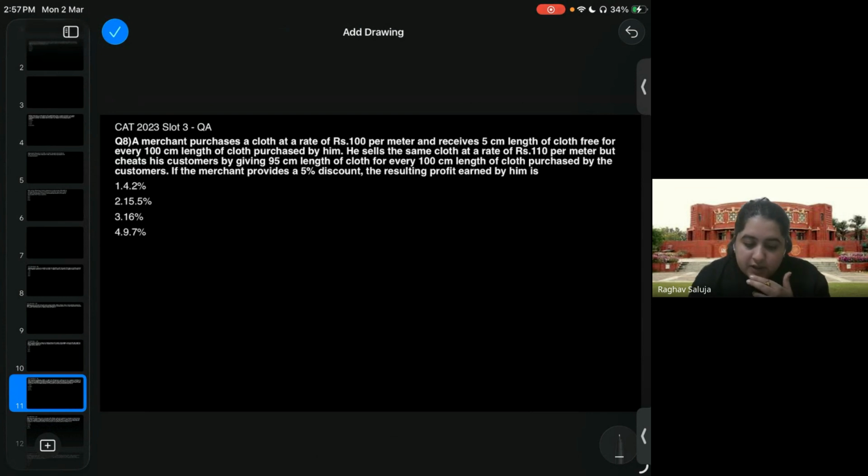A merchant purchases a cloth at a rate of rupees 100 per meter and receives 5 centimeter length of cloth free for every 100 centimeter.